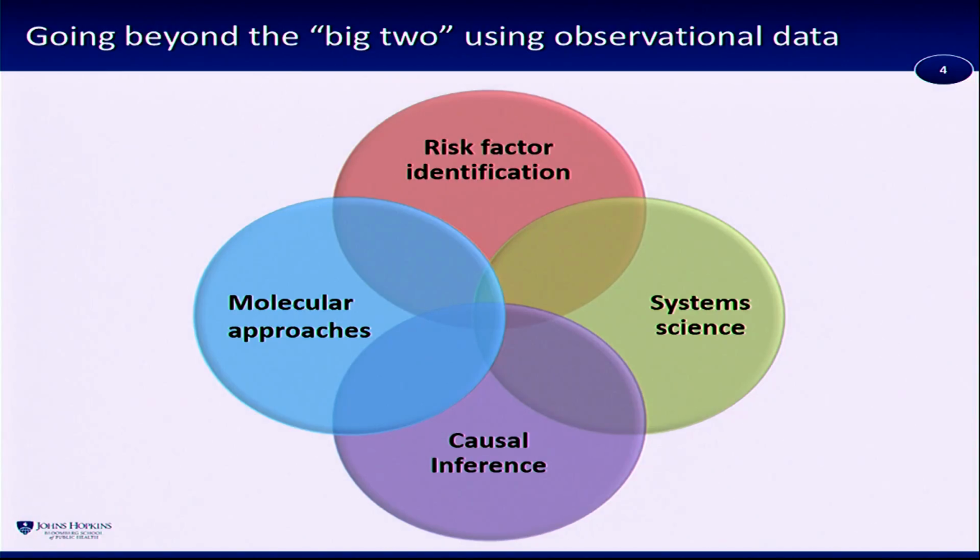So how can we go beyond these big two risk factors using observational data? Today I'll talk a little bit about traditional risk factor identification in obesity, and then tools like molecular epidemiology and systems sciences very briefly, as the molecular approaches were really talked about in a great talk earlier this morning. And then my work is looking at causal inference approaches for thinking about how we may intervene to reduce the prevalence of obesity, and thinking about the public health context of the interventions and exposures that we're concerned about.